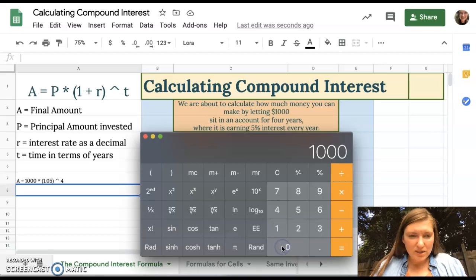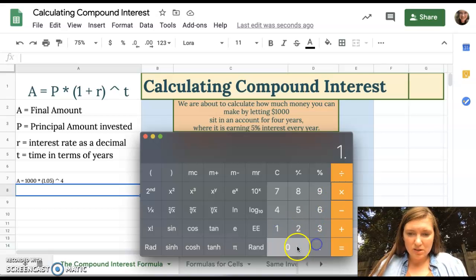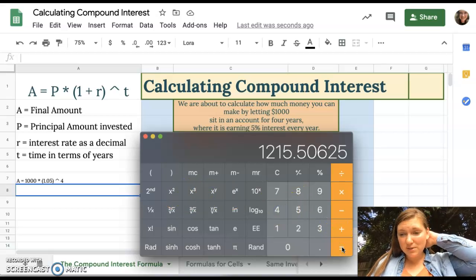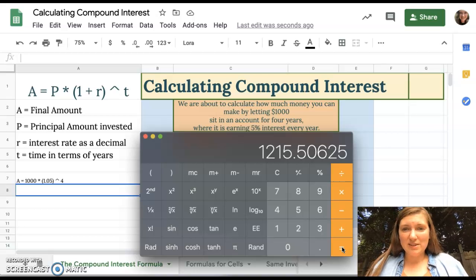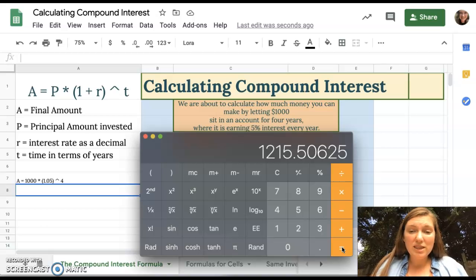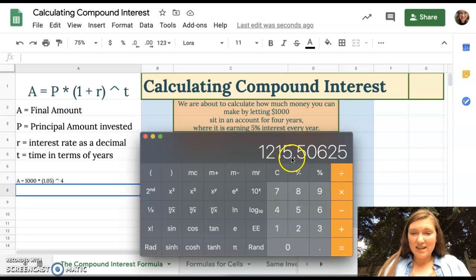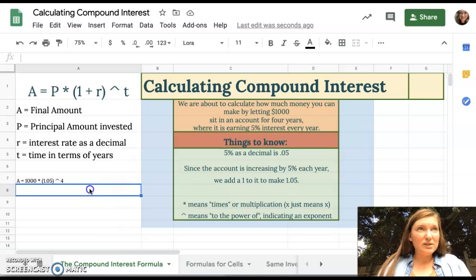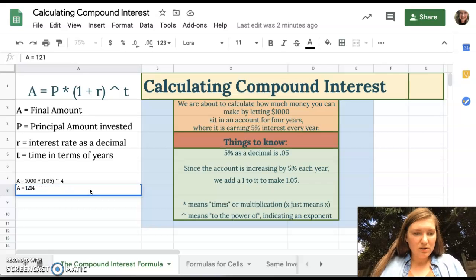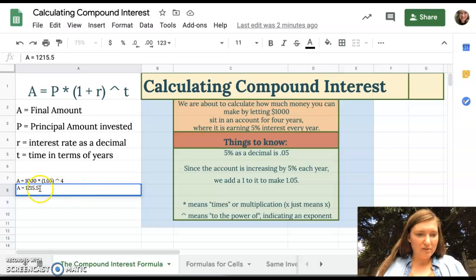So let's go 1,000, our principal amount, times 1 plus R, which is going to be 1.05. And then we're going to take that to the 4th power. Okay, so if we let $1,000 sit in an account collecting interest for 4 years, we're going to end up with $1,215.50. So that's our A. A equals 1215.5.